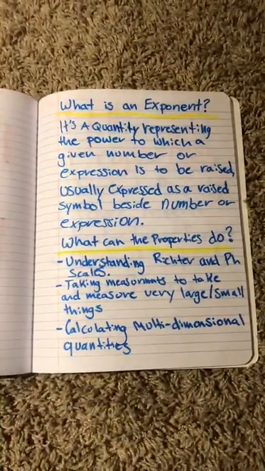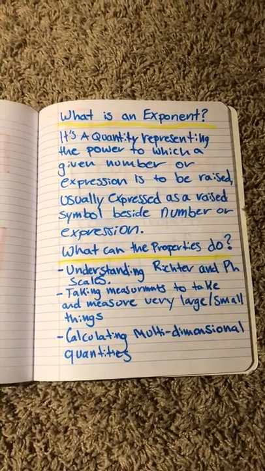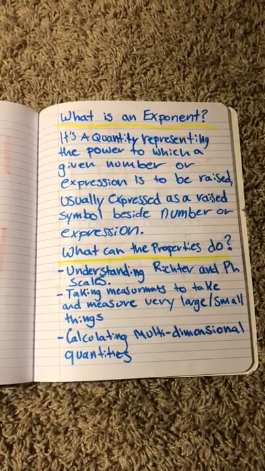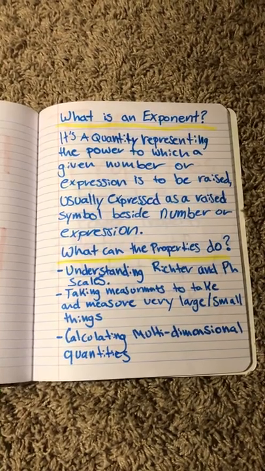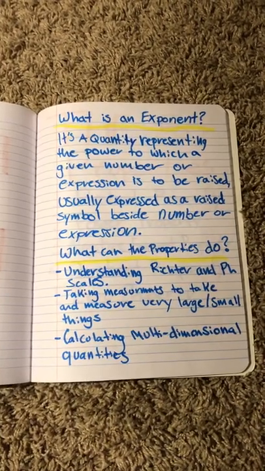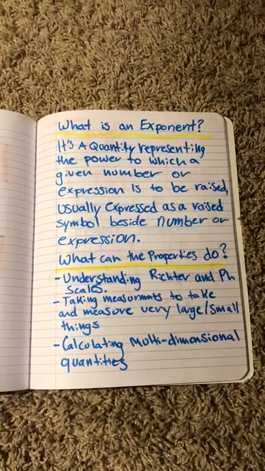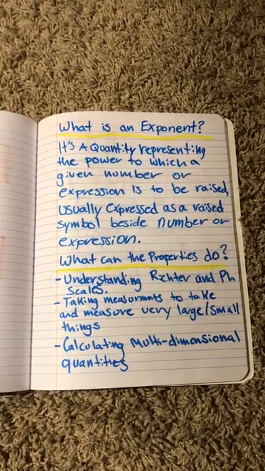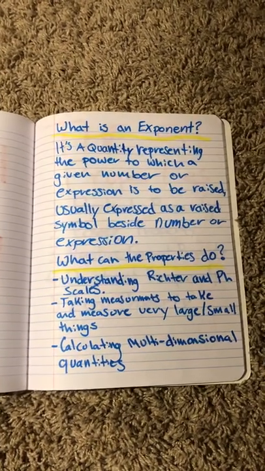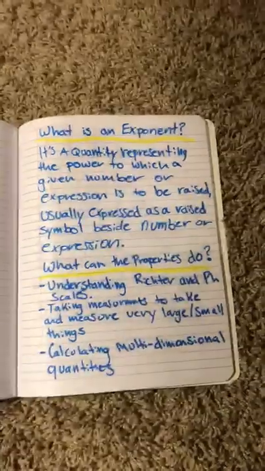What is an exponent? An exponent is a quantity representing the power to which a given number or expression is to be raised, usually expressed as a number symbol beside the number or expression. What can the properties do? Understanding the Richter scale and pH scales, taking measurements with scientific notation, and calculating multidimensional quantities.